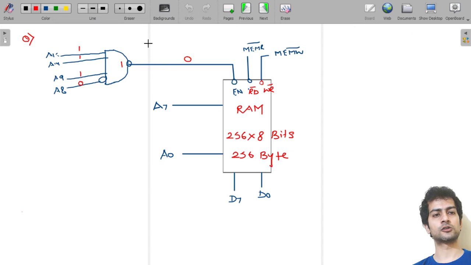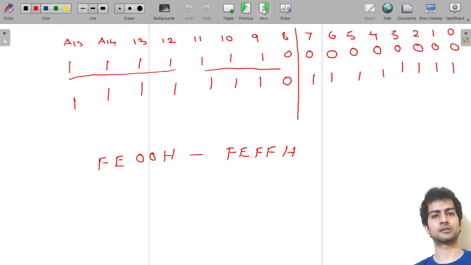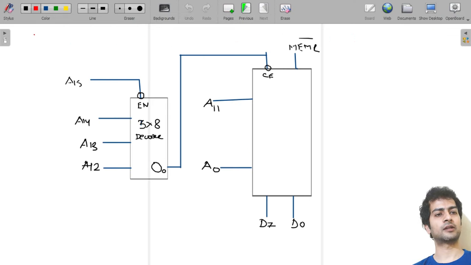So I told you earlier also that this defines the range. Any modification done here will change the range of the memory. So I think this is clear. It is easy. Now coming to another question. Let's solve another question.